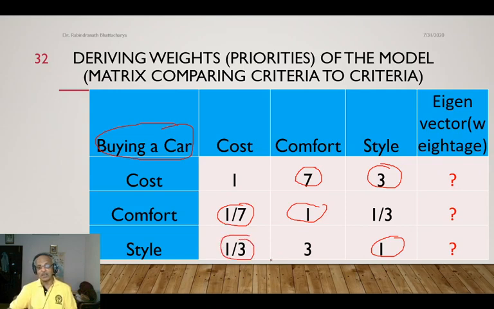And then I compared style to comfort to find out this number. Style is more important, so I'll put the number 3 for style compared to comfort. So the first job is over. Now how do we find out the eigenvector? I have already explained that to you.